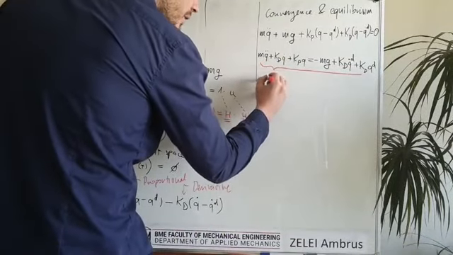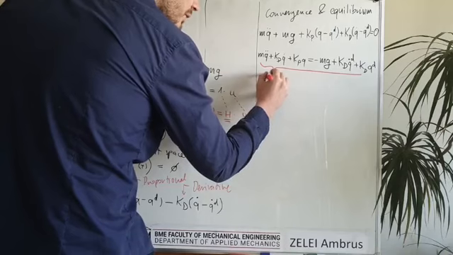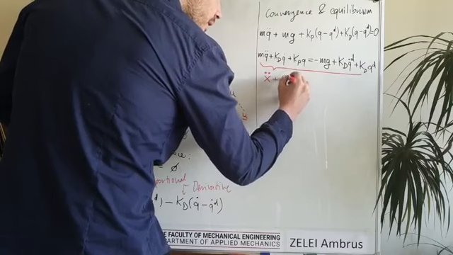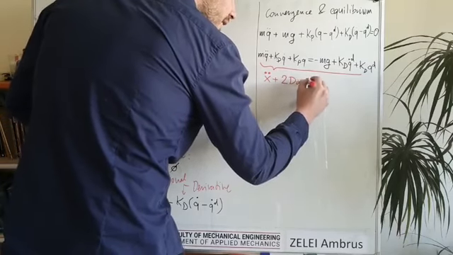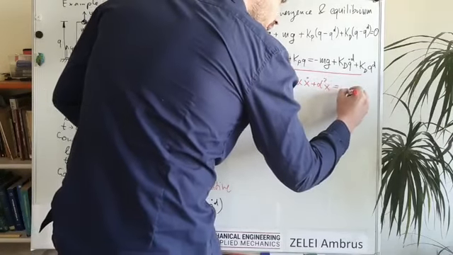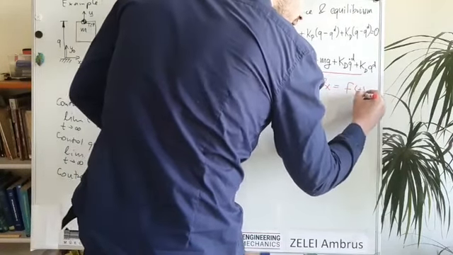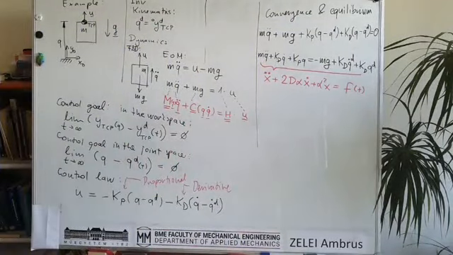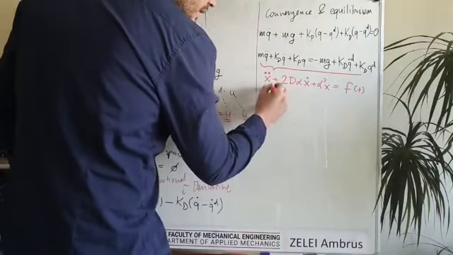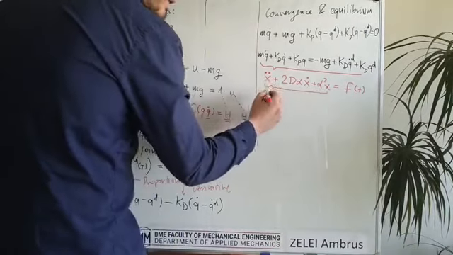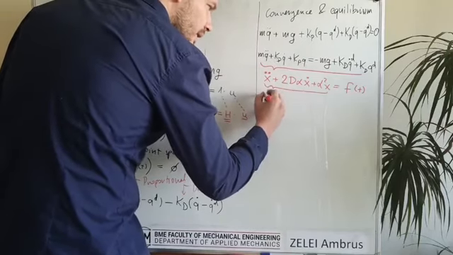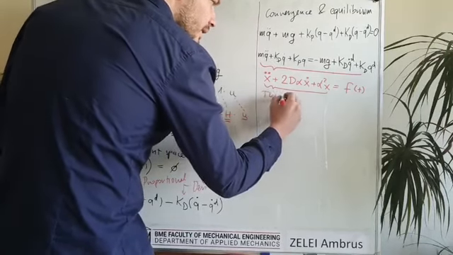it could be reformulated in this reference form: x double dot plus 2d alpha times x dot plus alpha square x equals some kind of function on the right hand side. So we see that the left hand side, which is the homogeneous part, has a stable equilibrium at x equal to 0, or q equal to 0.